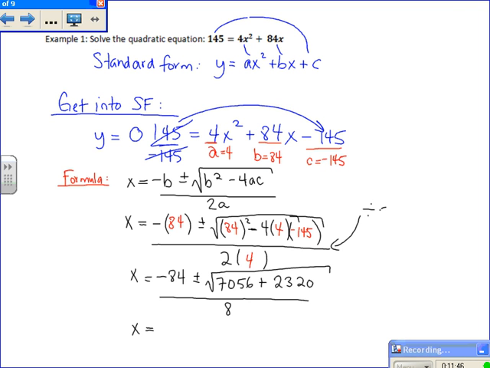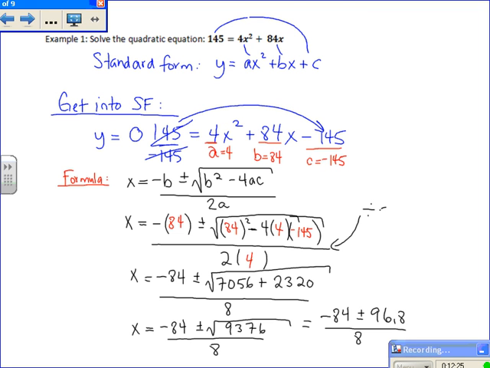Okay, let's keep going here. X is equal to, I'm going to put the radicand together, the two numbers inside. So I get negative 84 plus or minus the square root of 9,376, divided by 8. At this point, you can go ahead and take the square root of 9,376, and here's what I get. Negative 84 plus or minus 96.8, if I take the square root of that and round it, divided by 8.